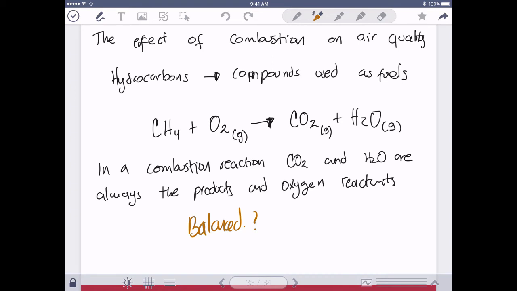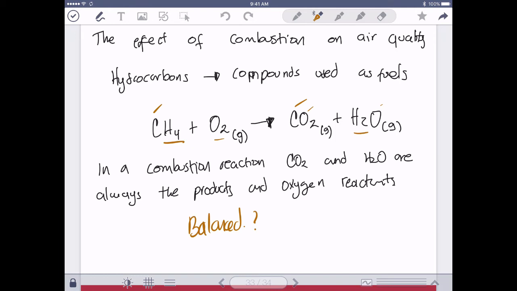So I have one atom of carbon in my products and one in my reactants. I have 4 atoms of hydrogen in my reactants and 2 in my products, 2 oxygens in my reactants, and 3 oxygen in my products. Is the equation balanced? No. So I have to go ahead and work on it to balance it.